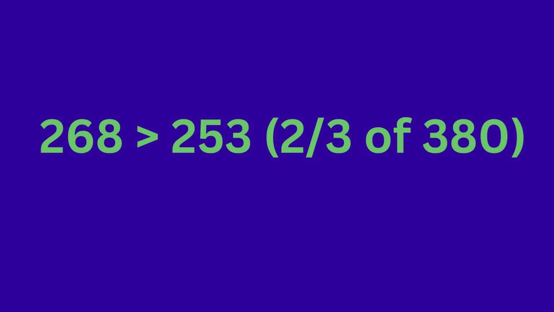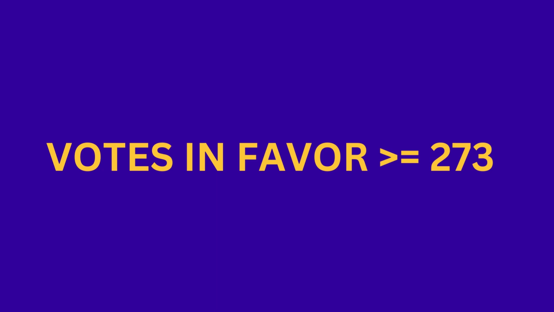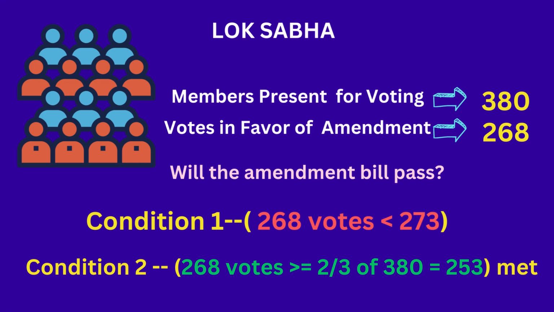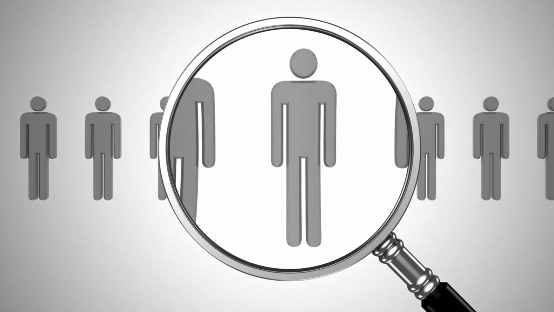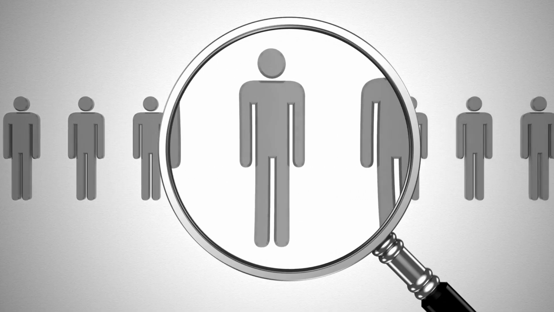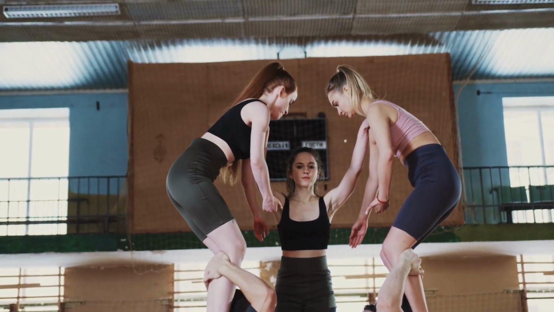But there's the first condition as well, that is the total number of votes in favor of the bill should be greater than 273. Now 268 is less than 273. Therefore, the first condition is not met. The second condition is met. Therefore, the bill is not passed, and maybe they will need to introduce the bill once again when they have more members in its favor and get it passed.